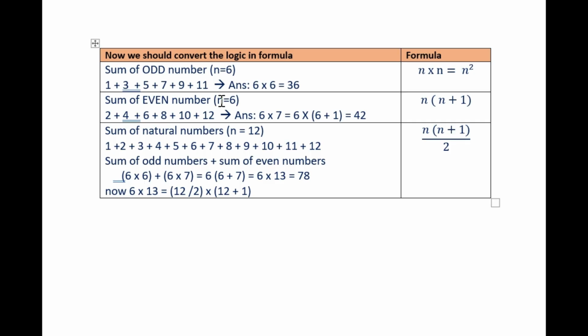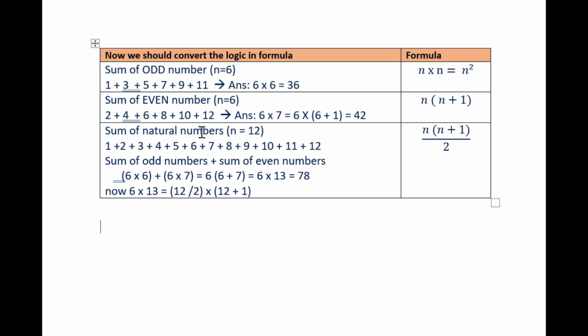For the even numbers, n is equal to 6 because there are 6 even numbers. We are doing 6 into 7. What it means is if you break 7 in terms of n, it's n is 6 plus 1. What it means is 6 into 6 plus 1. Here n is 6, so n into n plus 1. So the formula is n into n plus 1. So for odd numbers, the formula is n square. For even numbers, the formula is n into n plus 1.